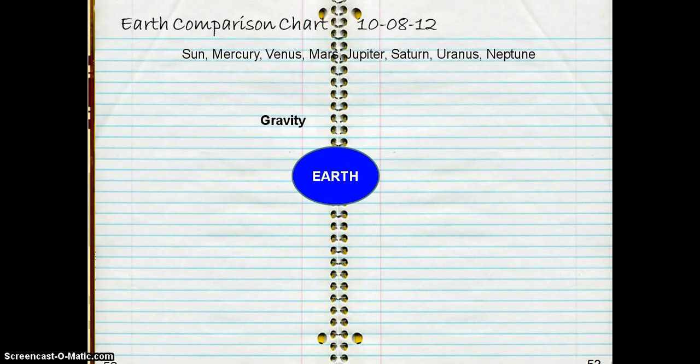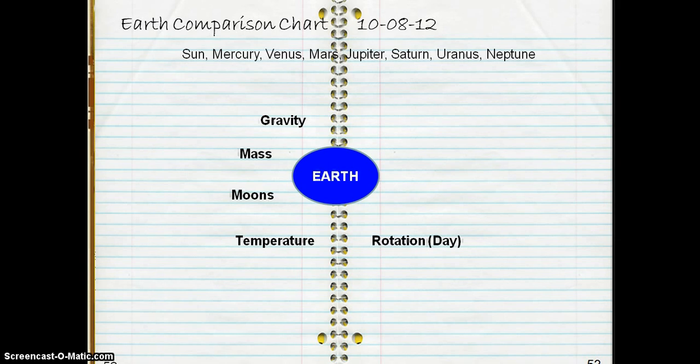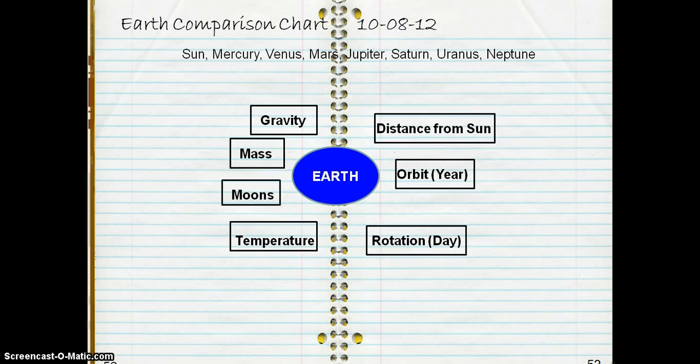The first is gravity, second is mass, third is moons, fourth is temperature, fifth is the rotation or length of the day, sixth is the orbit or the year, and finally we have distance from the sun. Once you have these all listed, please go ahead and put a box around each of the properties.